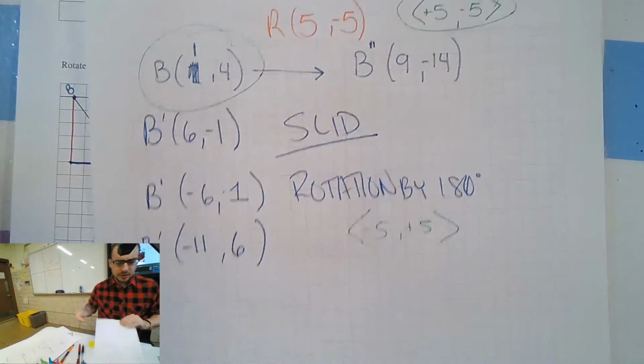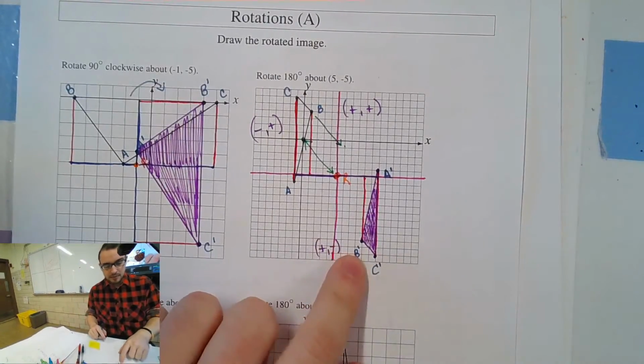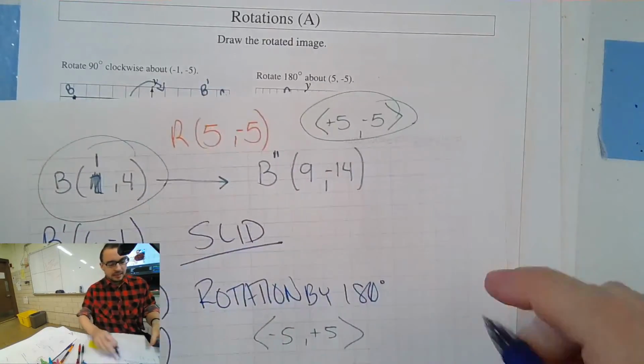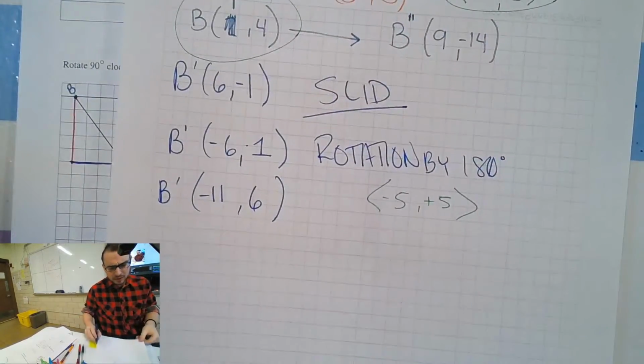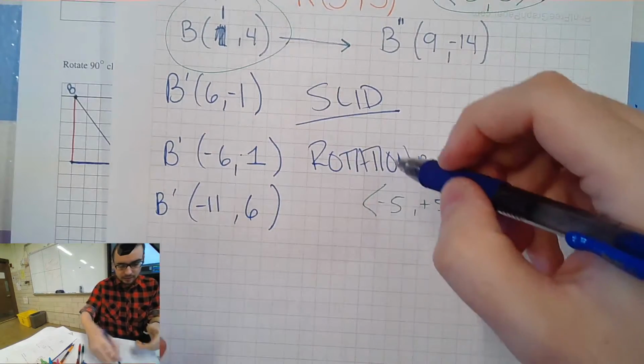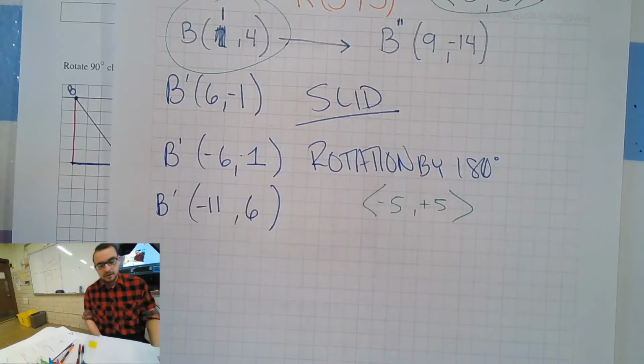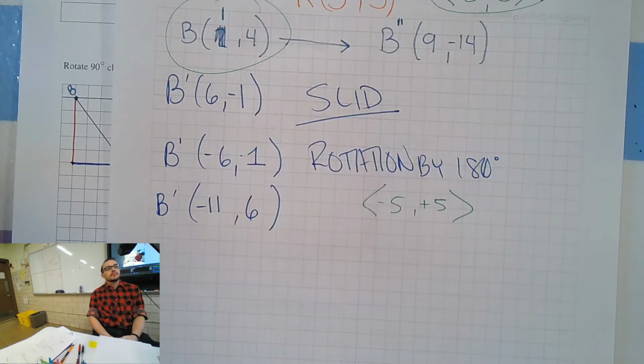So the question is, did we do this right? Because B prime is what we wanted. What's the coordinates of B prime? 9, negative 14. Ah, man, what did we screw up? Makes sense. We slid it, we rotated it, we slid it back. Why is it wrong? And that's the question I have for you today.